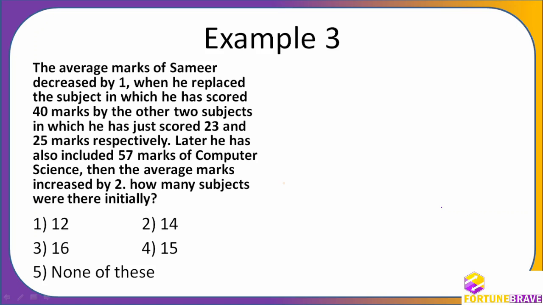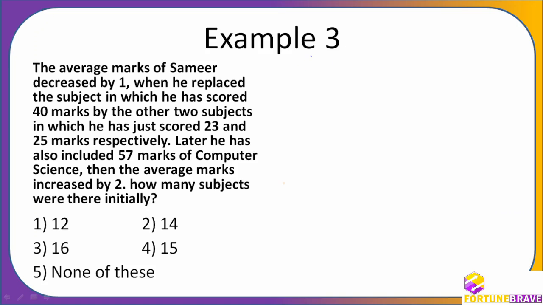Later he has also included 57 marks of computer science. Then the average marks increased by 2. How many subjects were there initially? Okay, so let us try to understand the whole thing and then we'll see how we solve it.